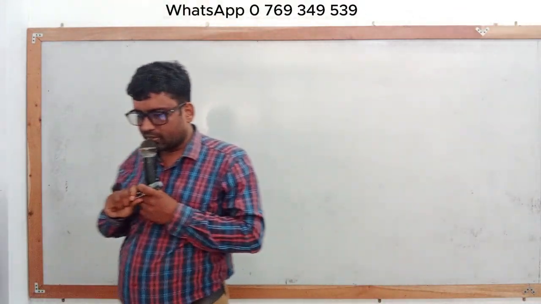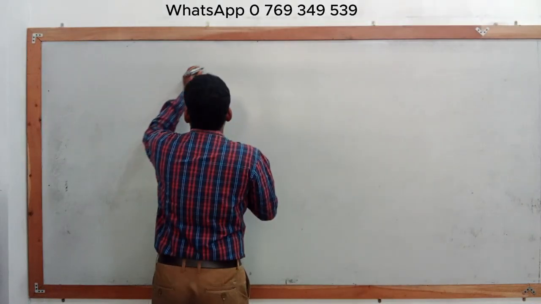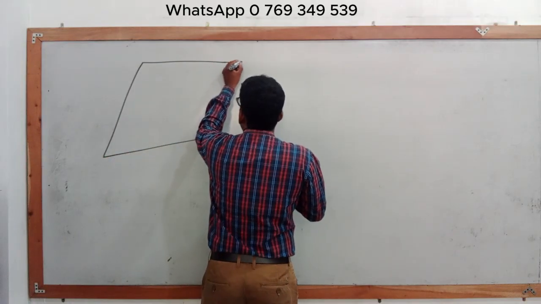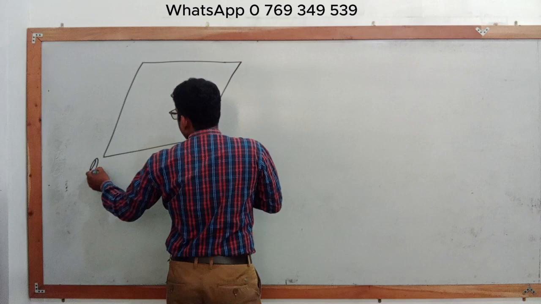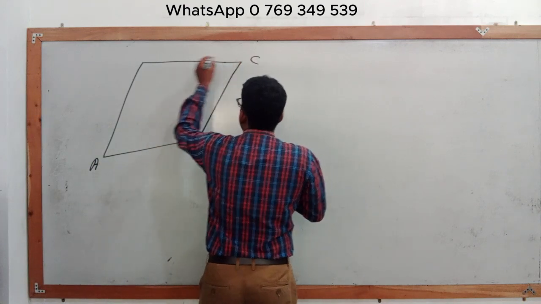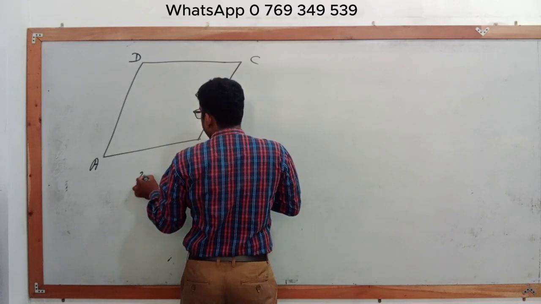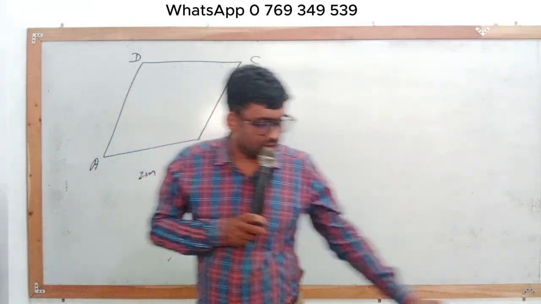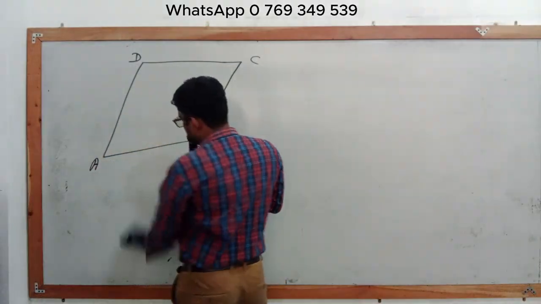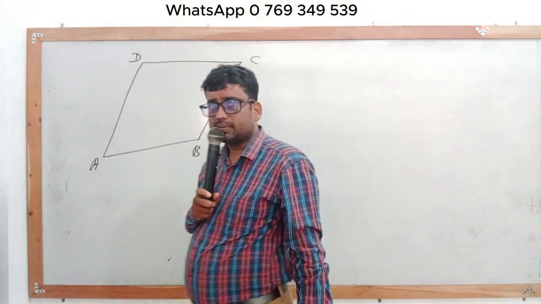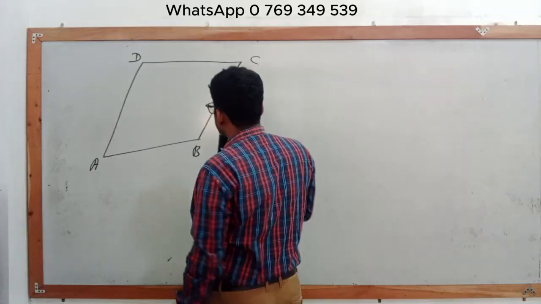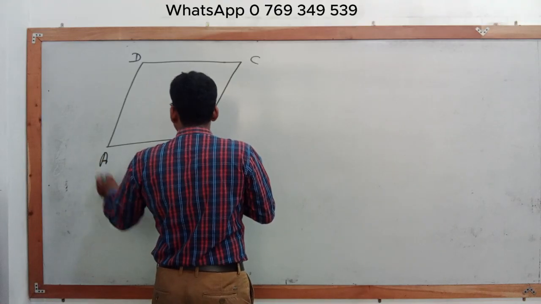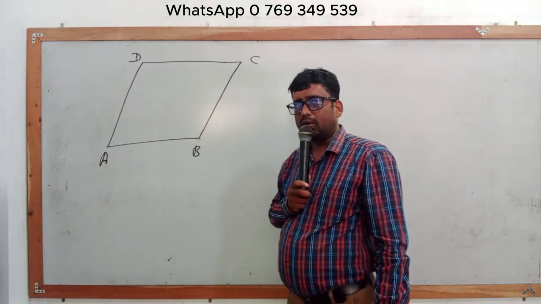Right. ABCD rhombus. A, B, C, D rhombus, that is 2 meters one side. We do not need that one, no? No need. Right? Okay.